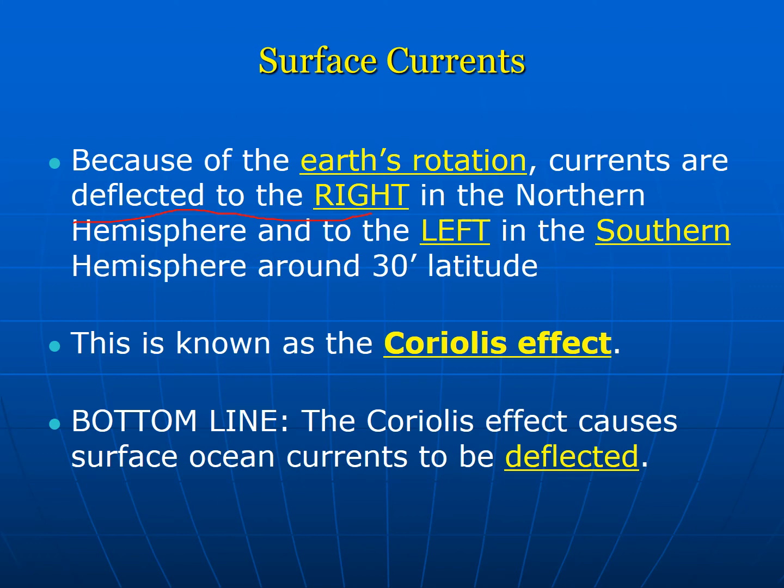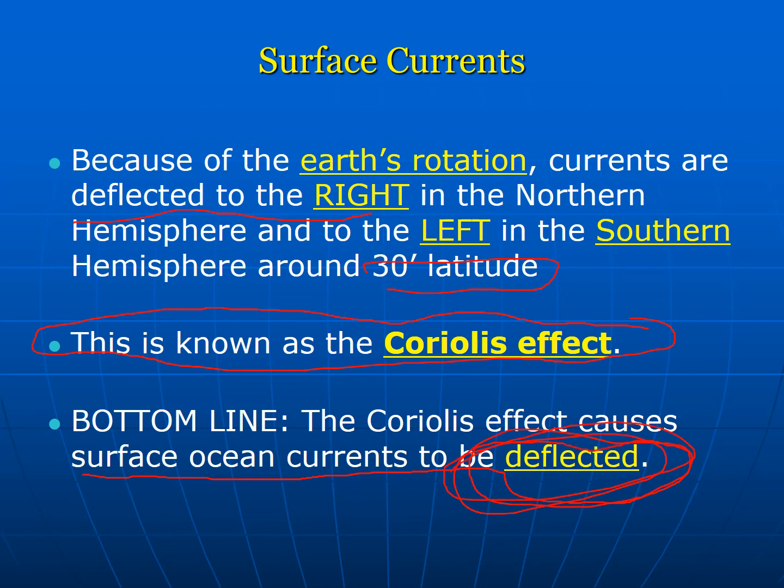Okay. Then to the left for the southern hemisphere, 30 degrees latitude. But this, you should know, is a review: the Coriolis effect. So basically, the whole bottom line is this effect causes the surface ocean currents to be deflected.